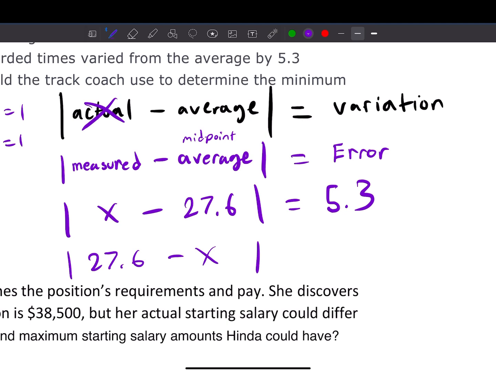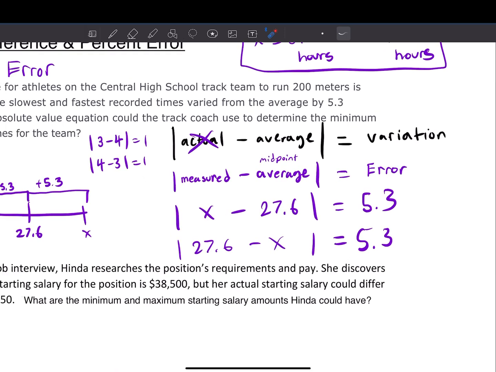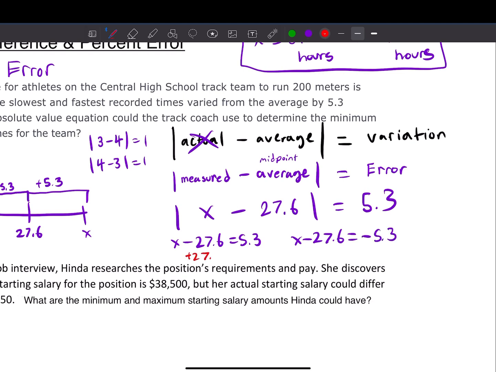The one thing that can't get flip-flopped is our variation. 5.3 seconds is the difference. So when we take the absolute value of this difference, we should be at 5.3 seconds. So if I solve it out, we can definitely equal a positive 5.3, split it up, and we see that this is x minus 27.6 equals 5.3, and it's the opposite. x minus 27.6 equals negative 5.3. Add 27.6 to both sides.